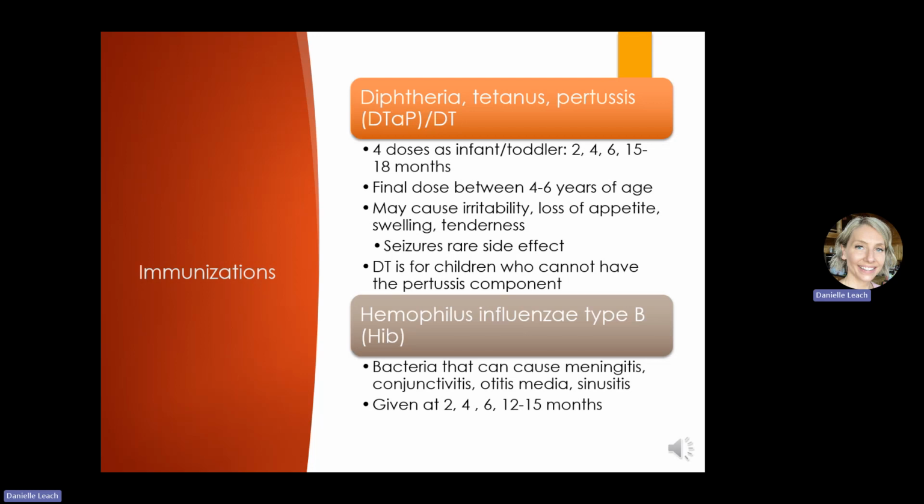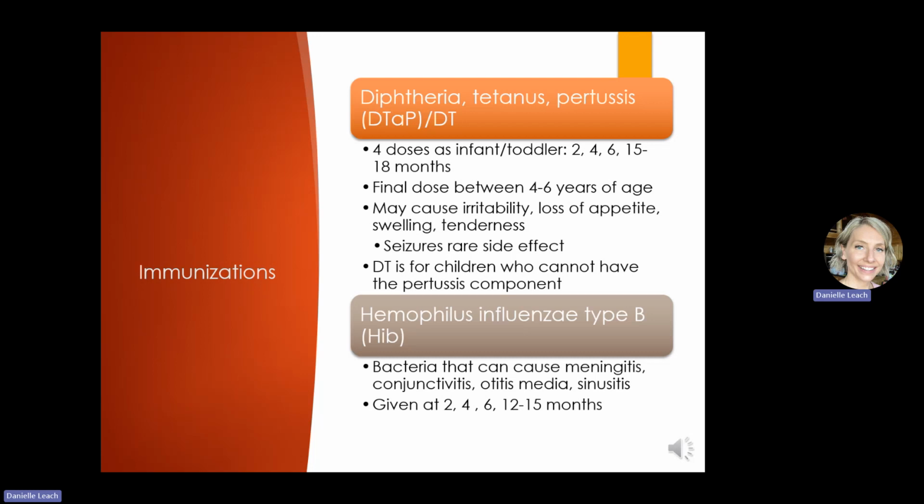So the next vaccine is the DTaP vaccine. So this stands for diphtheria, tetanus, and pertussis. So diphtheria, if you don't know what that is, is a respiratory illness that can cause things like sore throat, runny nose, and difficulty breathing. We don't really see it that much anymore because of this vaccine. This one, there's 4 doses as an infant and toddler, so at 2, 4, and 6 months, and then 15 to 18 months. And then there's one final 5th dose between 4 to 6 years of age, usually before starting kindergarten.